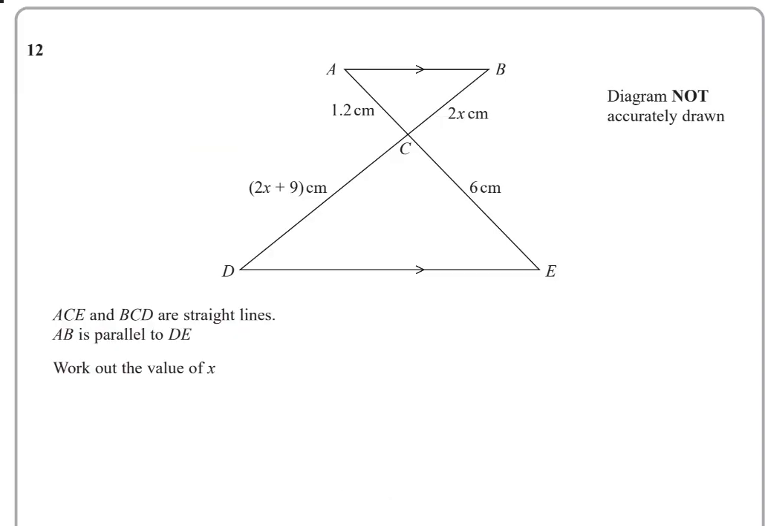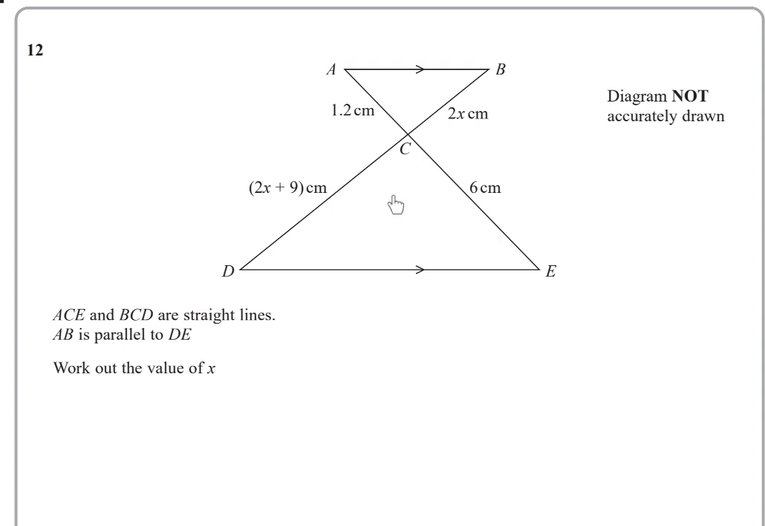Number 12, ACE and BCD are straight lines. AB is parallel to DE. Work out the value of x. The two triangles are similar because the angles are equal. Angle A equals angle E, alternate angles. B equals D, alternate angles. And we have vertical opposite angles. So the two triangles are similar.